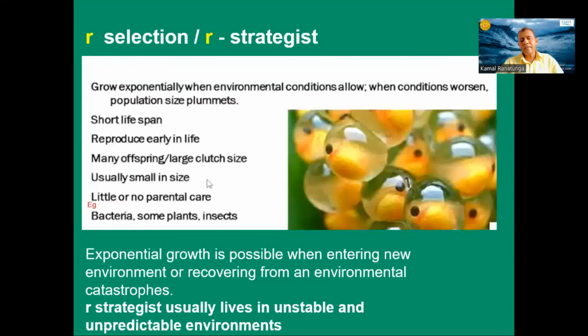I mean, just after a young age, they can reproduce, not like people. They produce many offspring, that is, the clutch size, or for a given time how many offspring they can produce. They are small in size, the body size is smaller, right, and there is little or no parental care. I mean, maybe right after their birth, they will be alone, without any protection from the parents, right, and some examples are these, right.